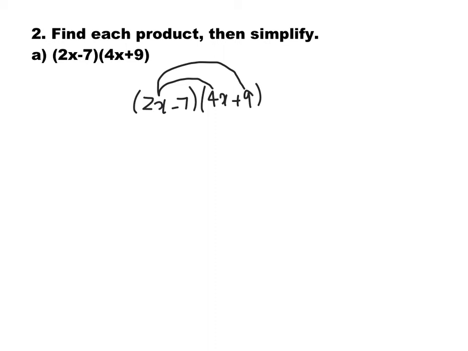2x times 4x gives me 8x squared. 2x times 9 gives me 18x.